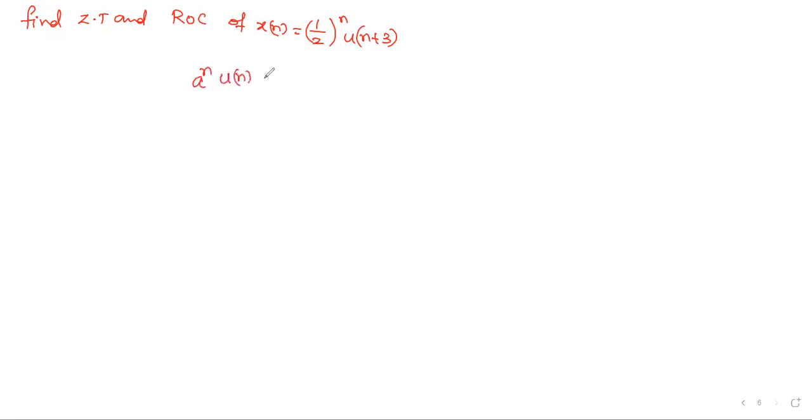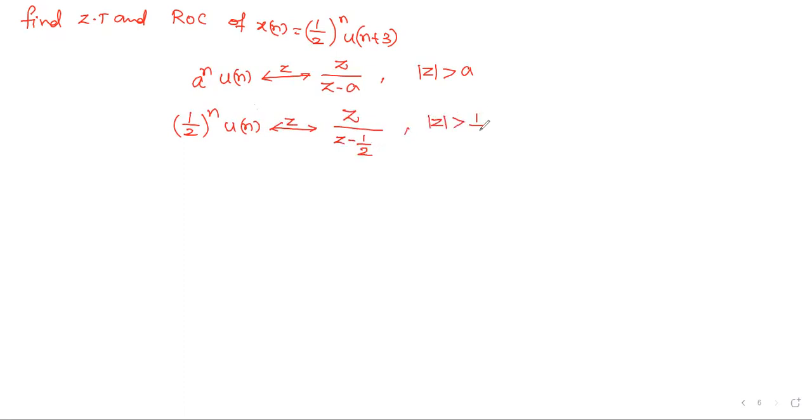Now, what is the standard form? a power n u of n. The z transform will be z by z minus a. What is the ROC? Mod z is greater than a. Now, in the place of a, you write 1 by 2. 1 by 2 whole power n u of n. The z transform will be z by z minus 1 by 2. What is the ROC? Mod z is greater than 1 by 2. Up to here, no problem. But here, u of n plus 3 is there, but here you are seeing only u of n.